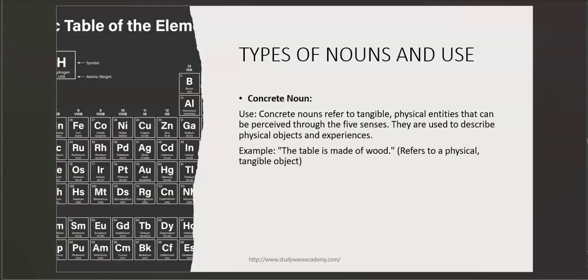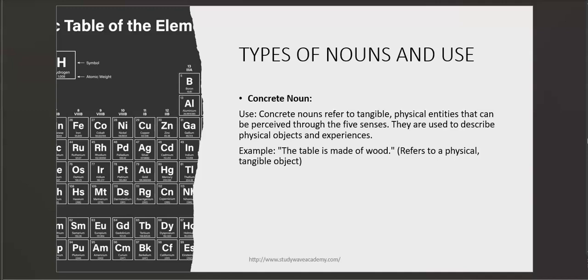Then when you talk about concrete nouns, their use is they refer to tangible or physical entities that can be perceived through the five senses. They are used to describe physical objects and experiences. These are tangible things that we can touch. We can touch tables, we can touch chairs, we can see them even.